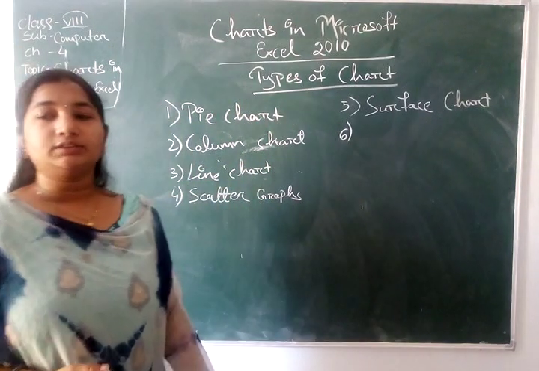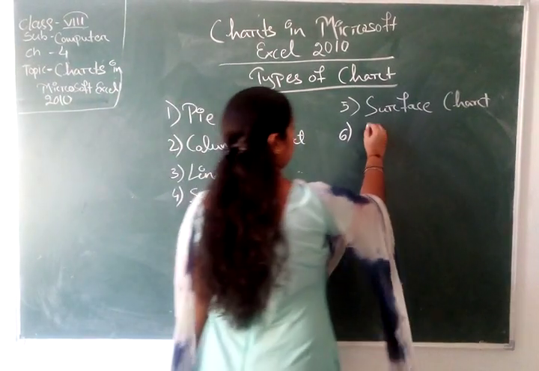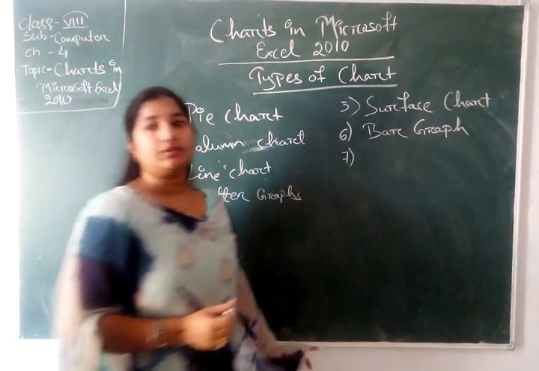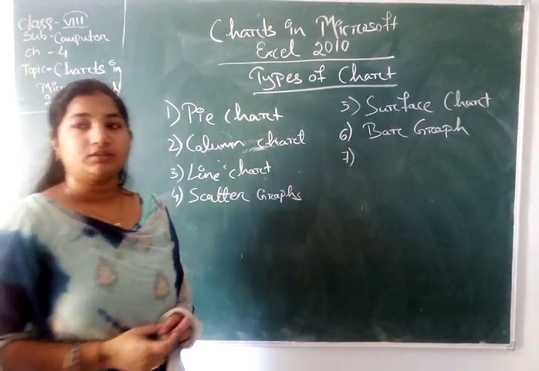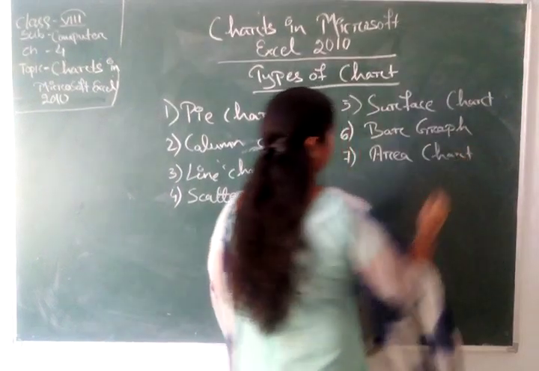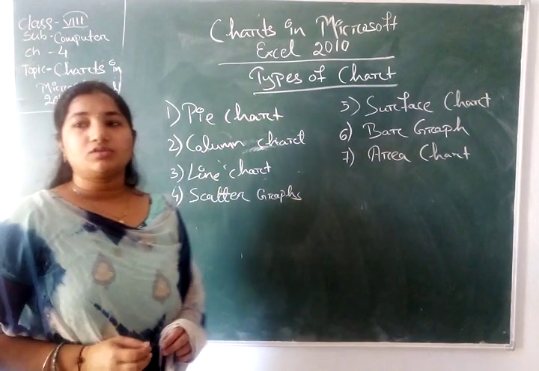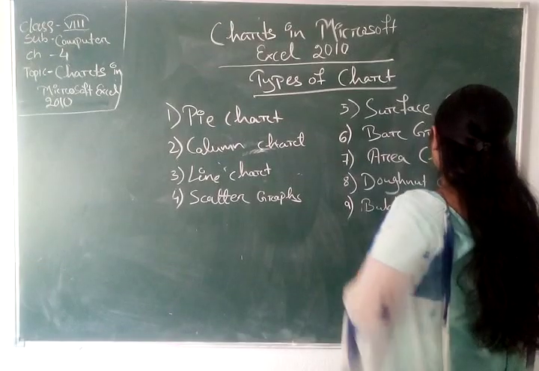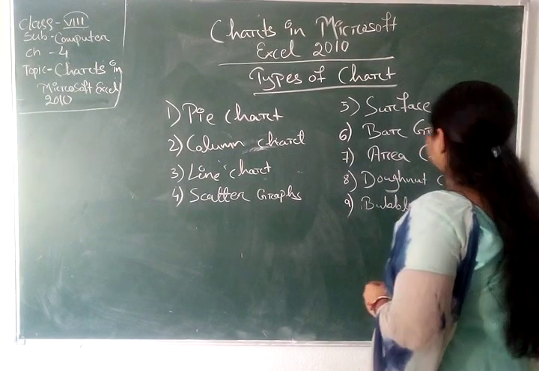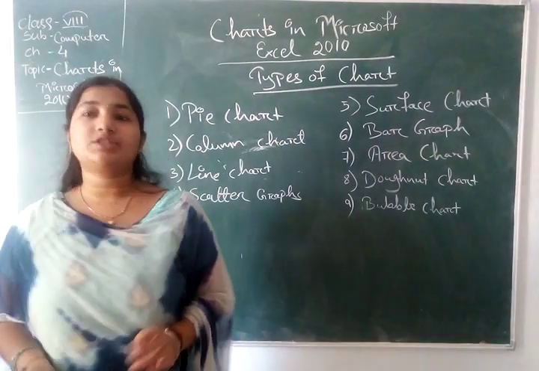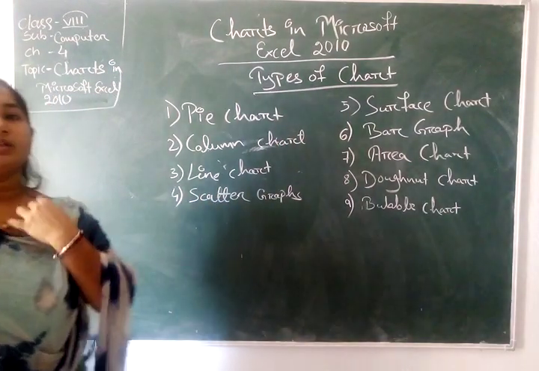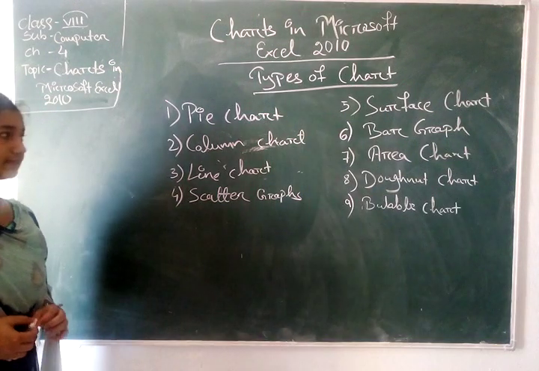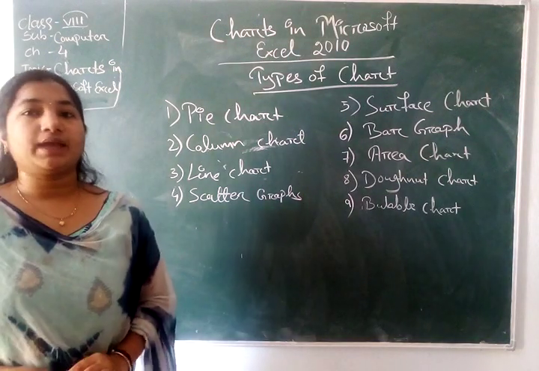The sixth one is bar graph. The seventh one is area chart. Next one is doughnut chart. So these are the various types of charts, and we use all of these to represent the data in Microsoft Excel. So first one is our pie chart.